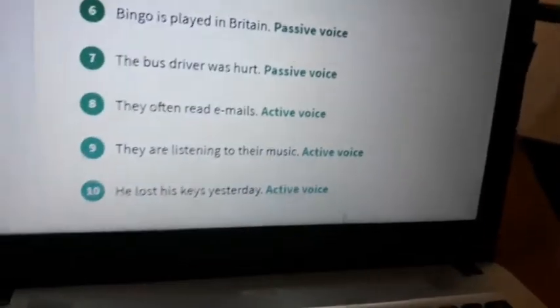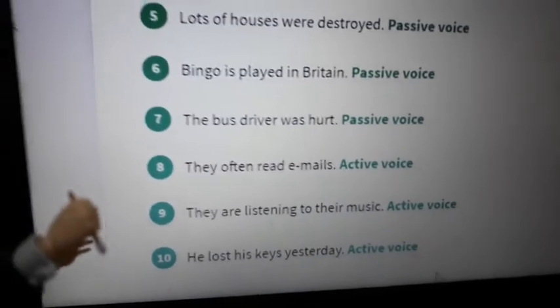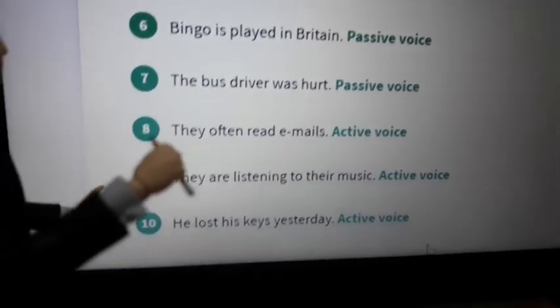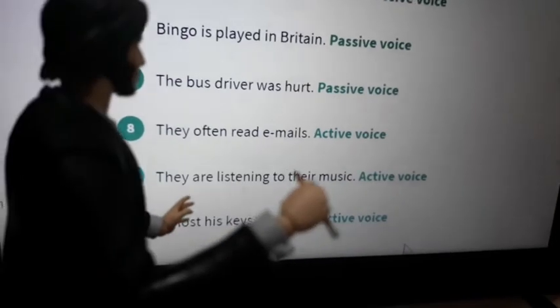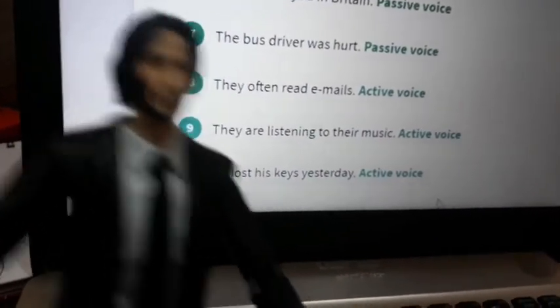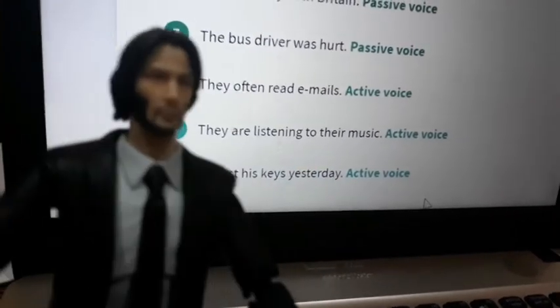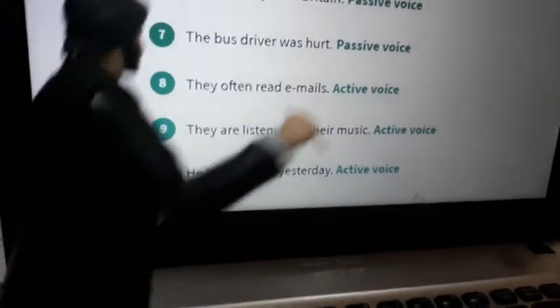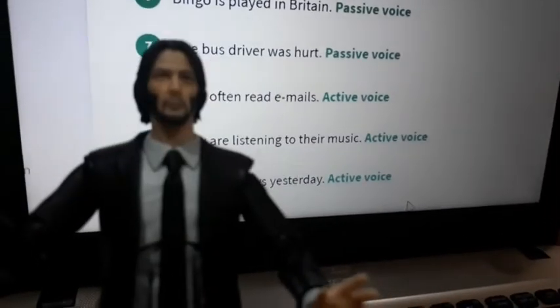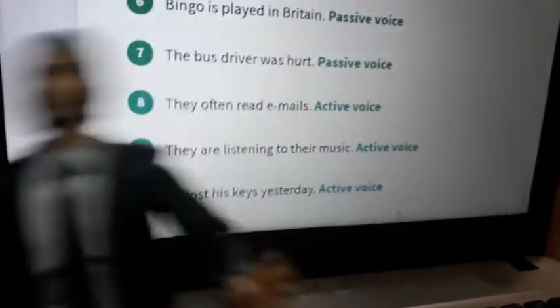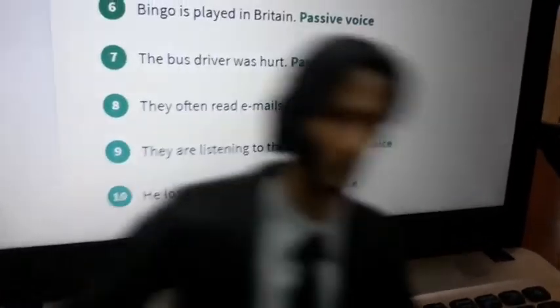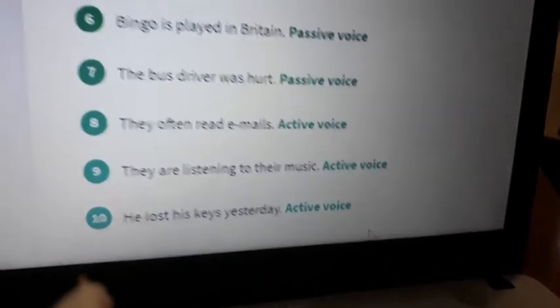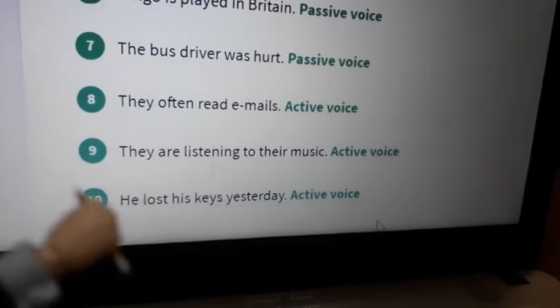Okay, let's continue with number 8. They often read emails. Active voice, because we're talking about a subject doing an action. What is the subject here first? They. What do they do? They read emails. They do an action. They don't receive the action. They do the action.